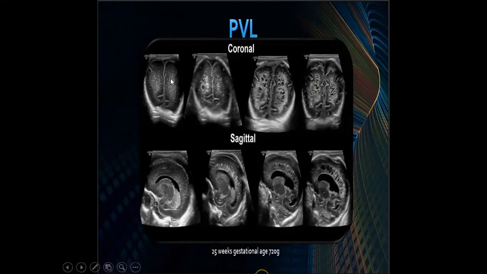So grade 1, just increased echogenicity in the periventricular zone. Then grade 2, you'll be able to see some, not a lot, some cysts beginning to form. Grade 3, a lot of cavitations forming, and grade 4, gross cavitation forming in the periventricular zone. Sagittal will also demonstrate that, very key in taking images in 2 planes like that.